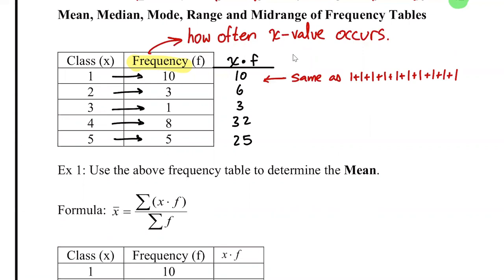The next one would be 2 plus 2 plus 2. Then we would just have a 3. Then we would have 4 plus 4 plus 4 plus 4 plus another 4 plus another 4, and I think one more 4, but let me just double check. Yeah, feels right. And then 5 of those 5s added together.